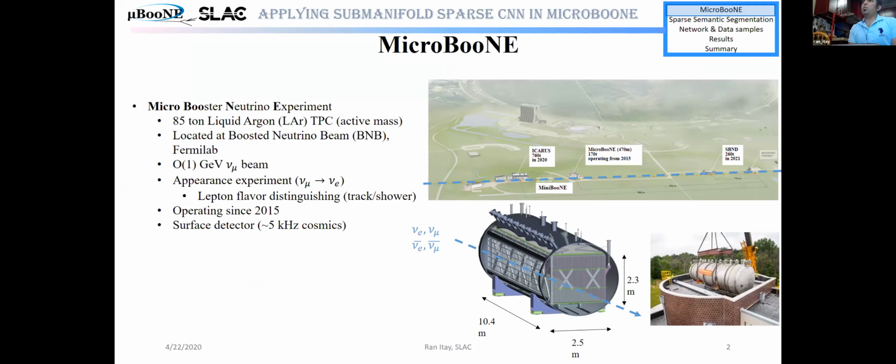So the MicroBooNE experiment is an 85-ton liquid argon time projection chamber located at the Booster Neutrino Beam at Fermilab. The beam itself is a spectrum, but it peaks at about 1 GeV muon neutrino beam. And the experiment is an appearance experiment, which means we are producing muon neutrinos, but we are trying to measure electron neutrinos. So that means we're actually looking for lepton flavor distinguishing. So we want to distinguish whether our end products include muons or electrons.